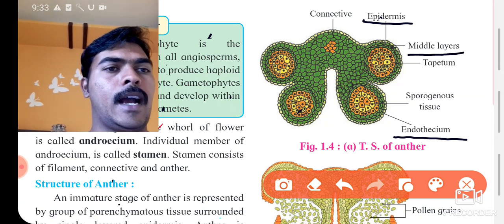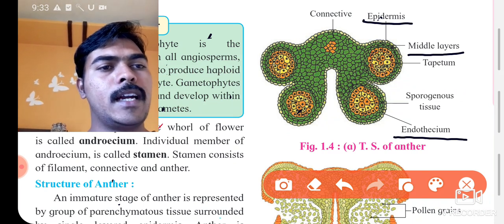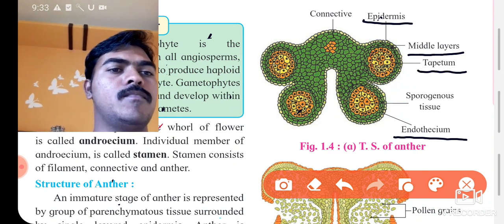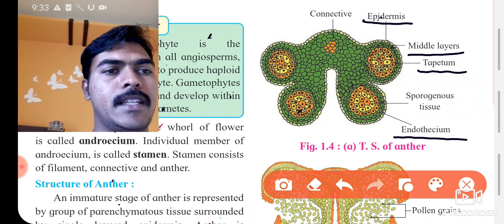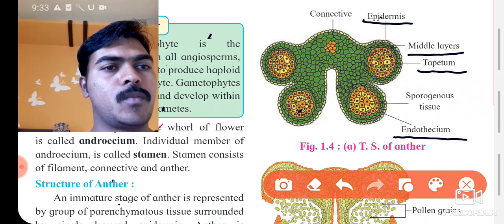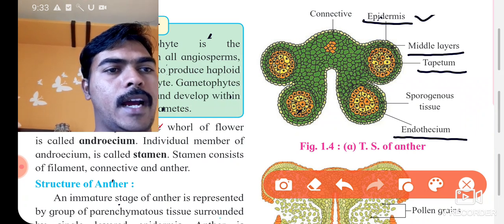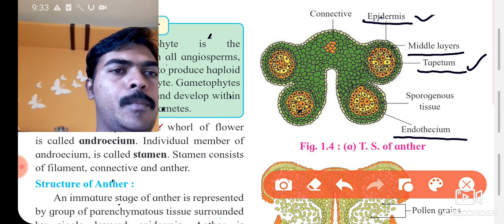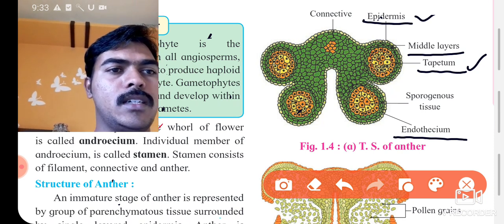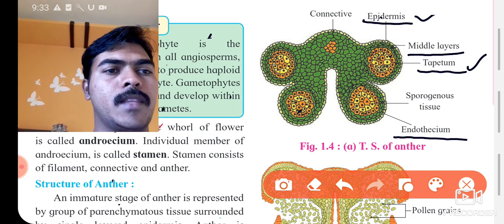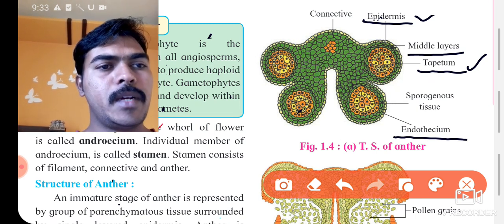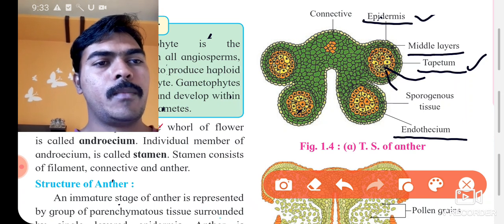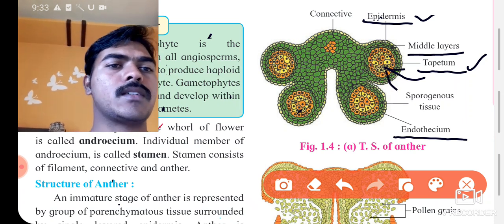Okay, and inner to this middle layer there is a tapetum. So these are 4 walls present in the anther. The outermost is epidermis and innermost is tapetum. Epidermis, it is protective in nature. Tapetum, it is nutritious. It provides nourishment to the developing spores.